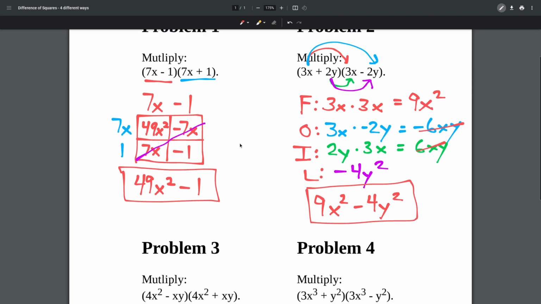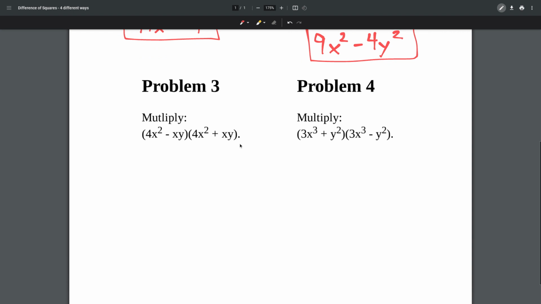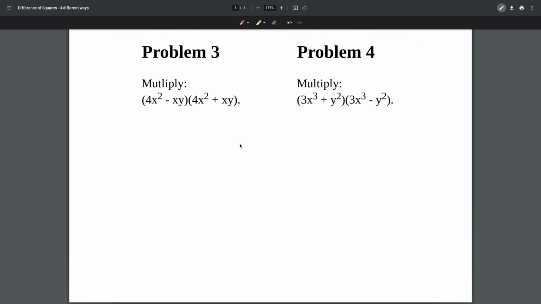Okay, let's look at problem 3 and the third method. So the third method I'm going to show you is called double distribution. So in double distribution, we'll break the terms apart in the first parentheses and multiply them times the entire second parentheses. So I'm going to take 4x squared and multiply it here times what's in the second parentheses.